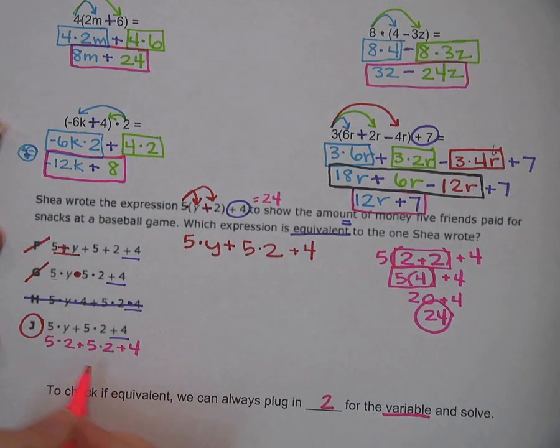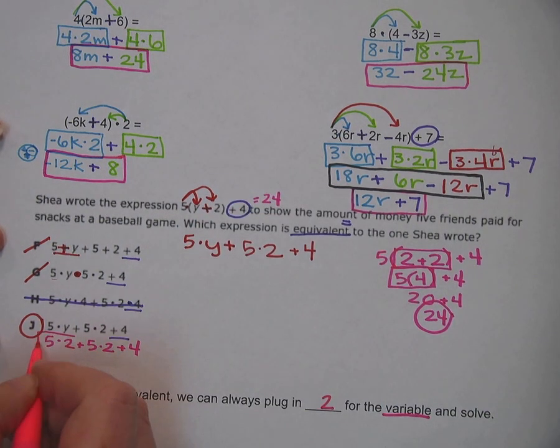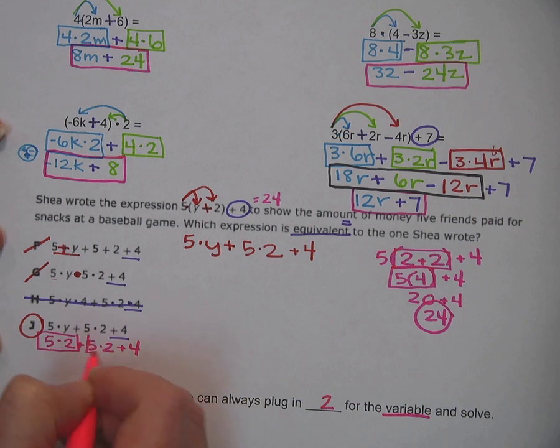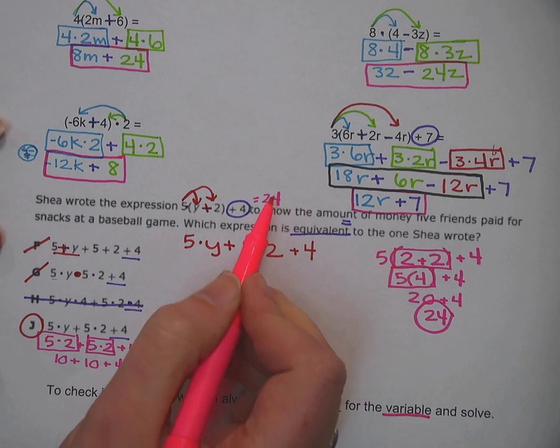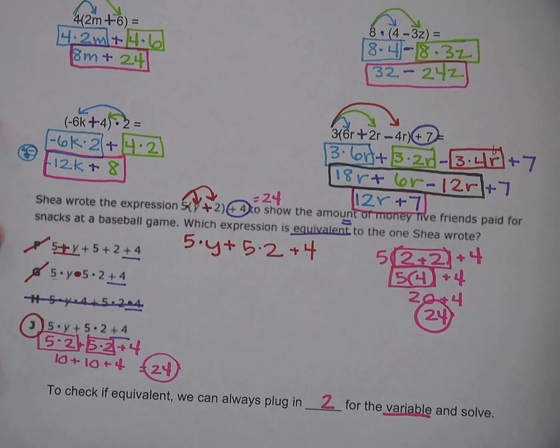And then on this one, I would need to do my pieces of multiplication because in PEMDAS, multiplication comes before adding. So 5 times 2 is 10. I have a plus sign. 5 times 2 is 10. I have a plus 4. And then 10 plus 10 is 20, plus 4 is 24. So that means this would equal 24, and this would equal 24. So that is the last thing you can do to check: plug in 2.